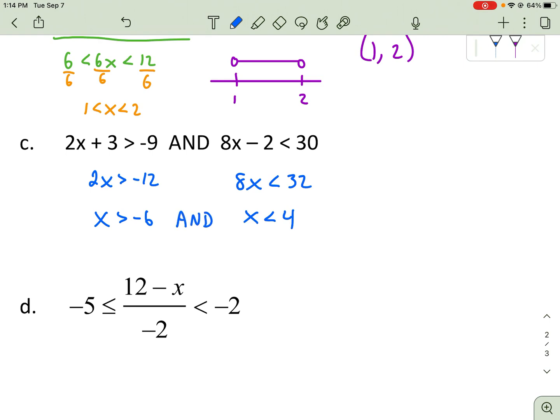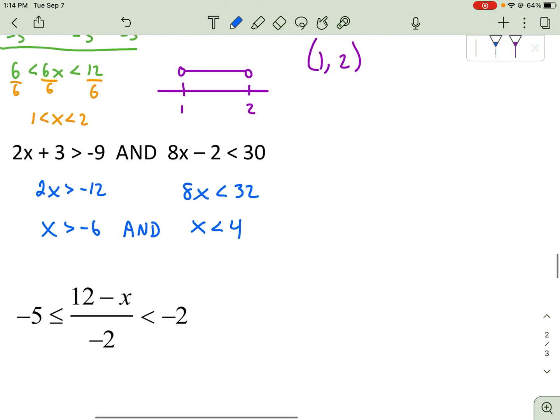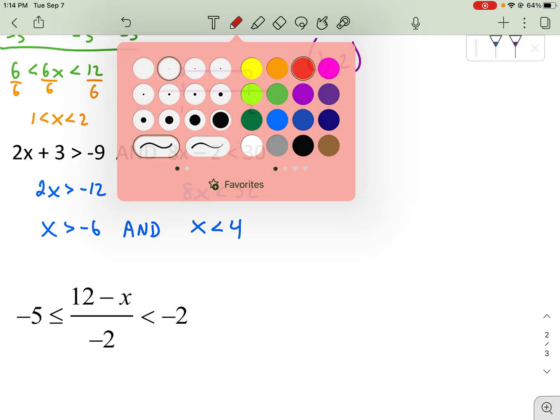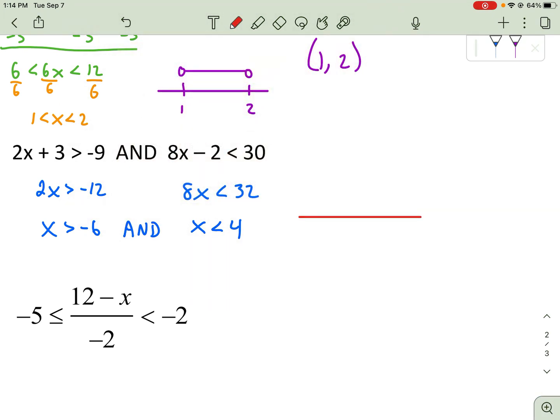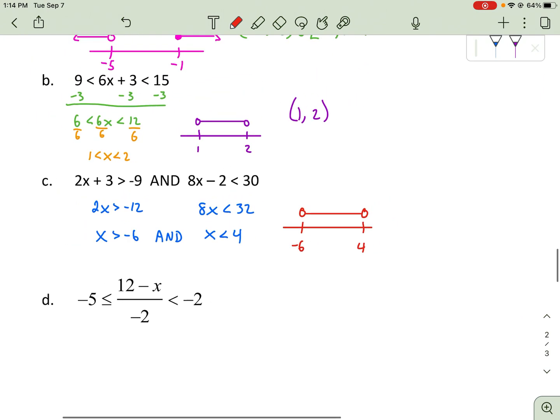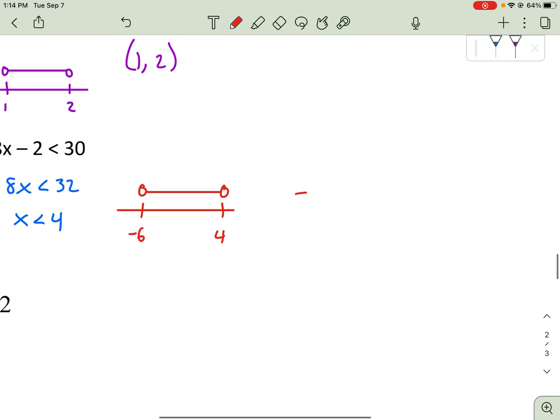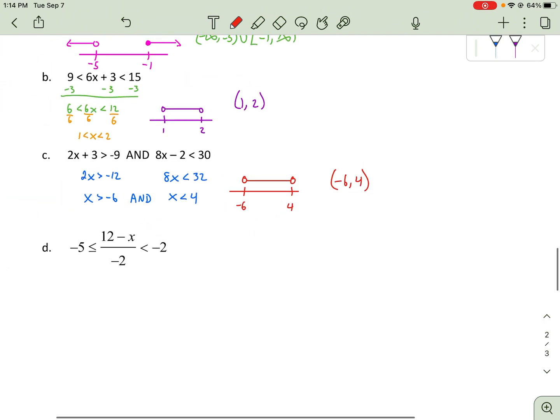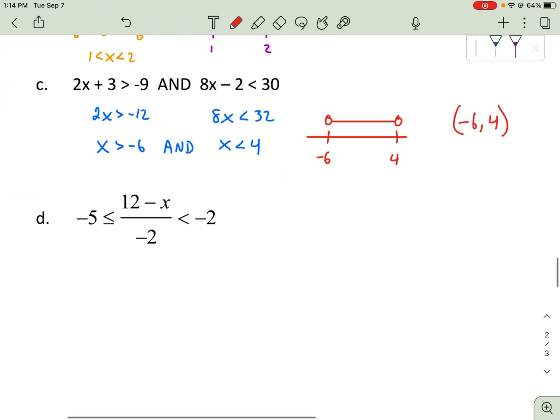So we don't normally write the word and, but we will here because both of these can happen at the same time. You can be less than 4 and greater than -6. So that's where our number line solution, -6, 4, greater than -6, less than 4, so they go towards each other like that. And then in interval notation, that's just where you put those two numbers, and they're both parentheses because it's not or equal to.